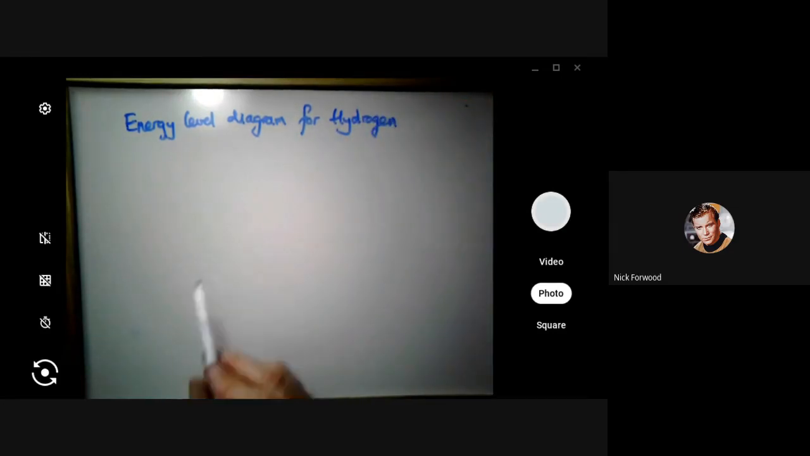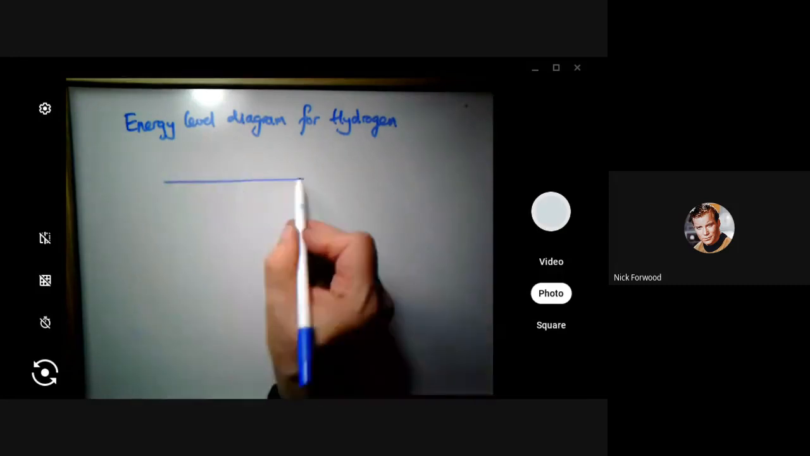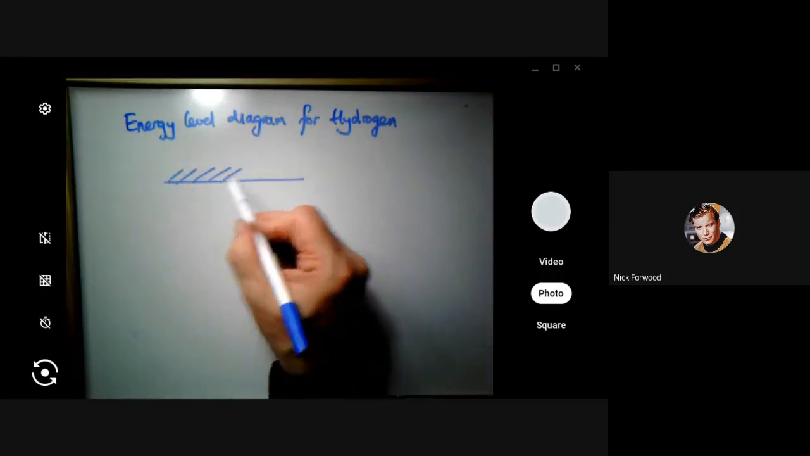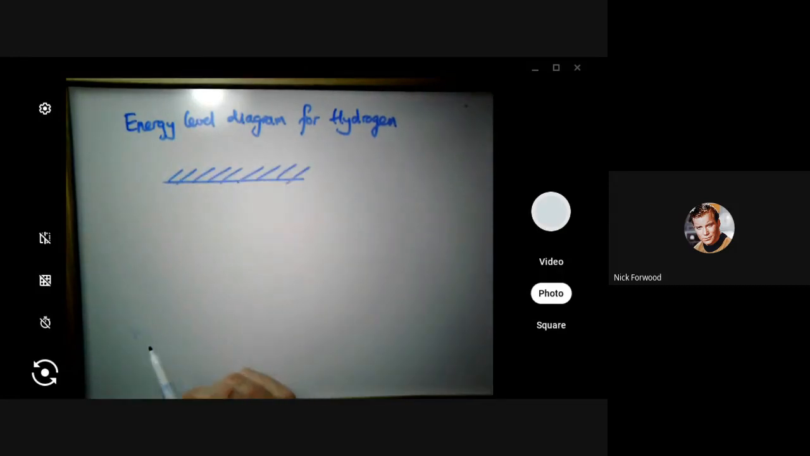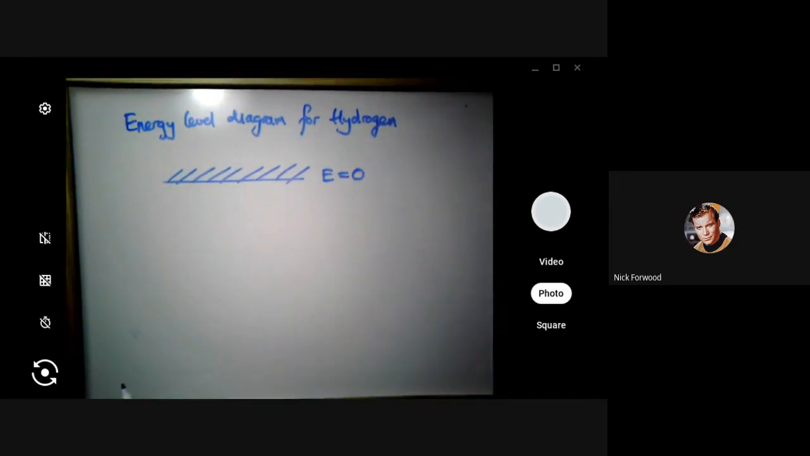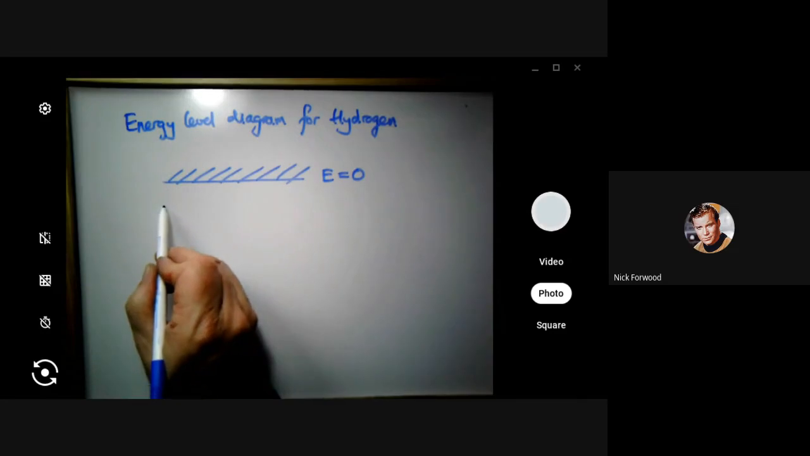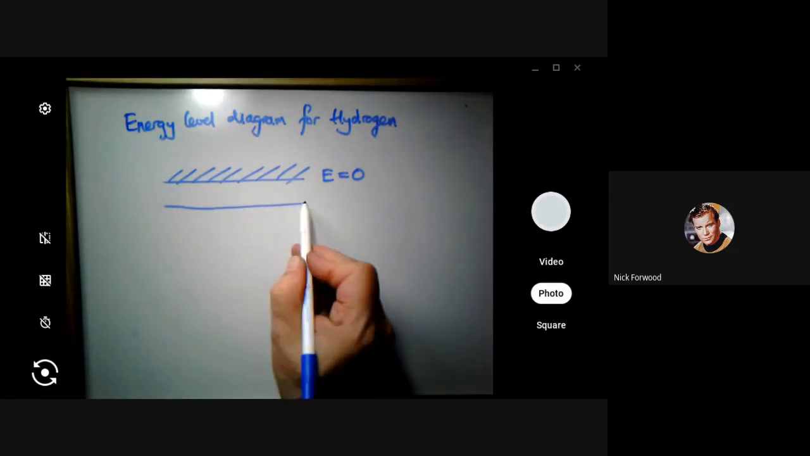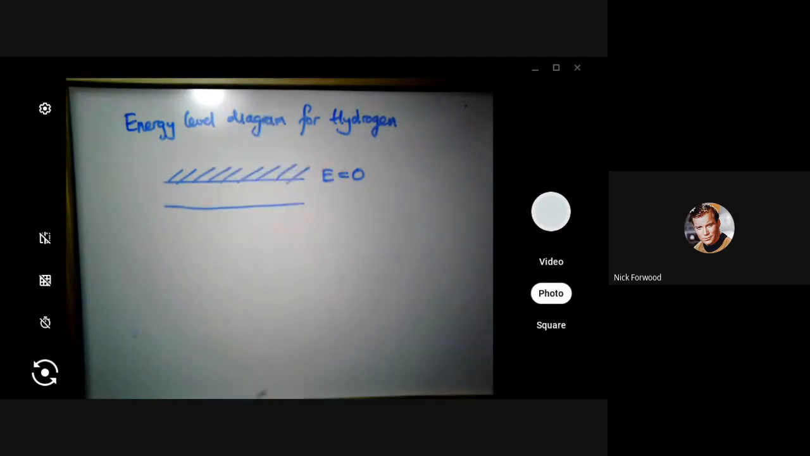Okay, so we've got ground level up here. Here's our ground level, and that is energy level 0 that we've already discussed. And then we've got a level which is just a little bit below it. I'm going to stretch this out, and it's going to take up quite a lot of space. And I'm just going to change the numbering system a little bit.